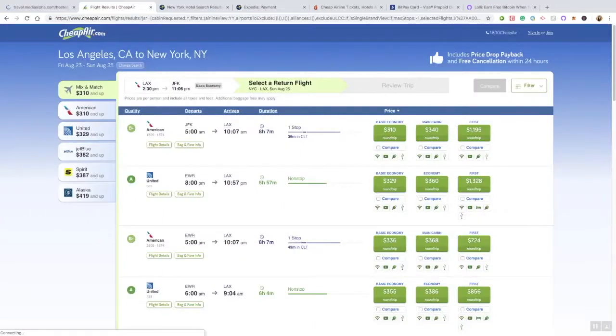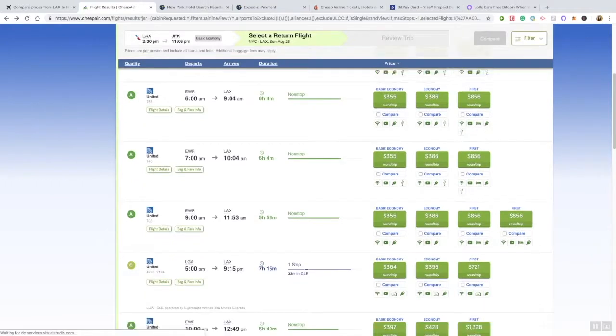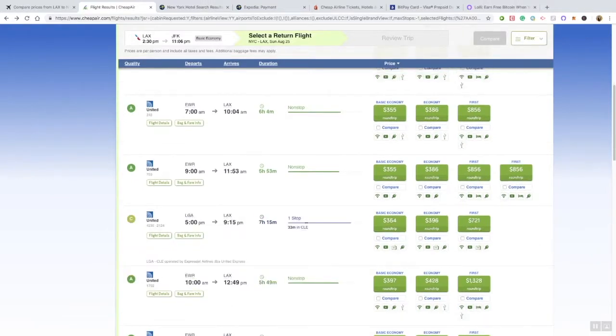Alright, so now we have to do our return flight, and we're going to do another non-stop from JFK to Los Angeles. Okay, let's do a non-stop. Let's see, that's connecting in Charlotte, North Carolina. Preferably, guys, I mean, when you're looking for the lowest price, there's no option off the table.